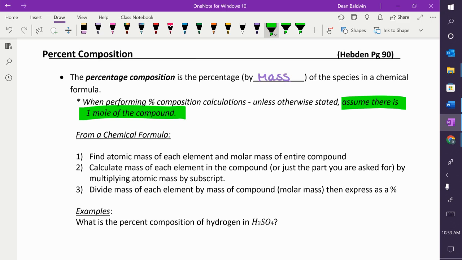The blue marks are making it hard for me to read. Is that better? Yeah. That was impeding your learning.